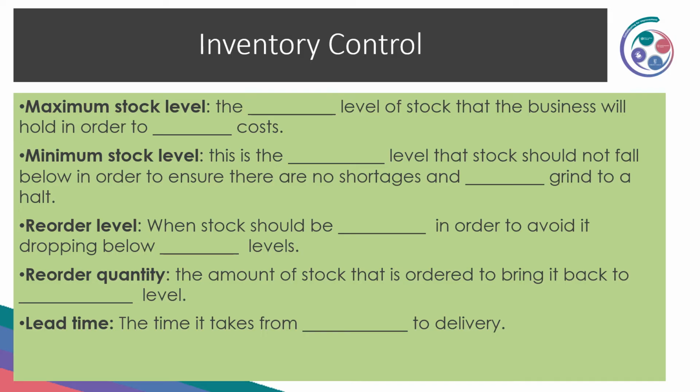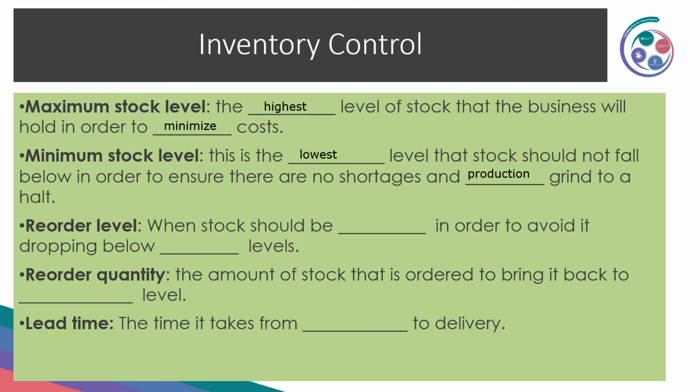Okay, so if you've had a chance to have a look at that, the maximum stock level is the highest level of stock that a business will hold in order to minimize costs. The minimum stock level is the lowest level of stock that a business should not fall below in order to ensure there are no shortages and production grinds to a halt. So you don't want that to happen because customers will be unhappy.